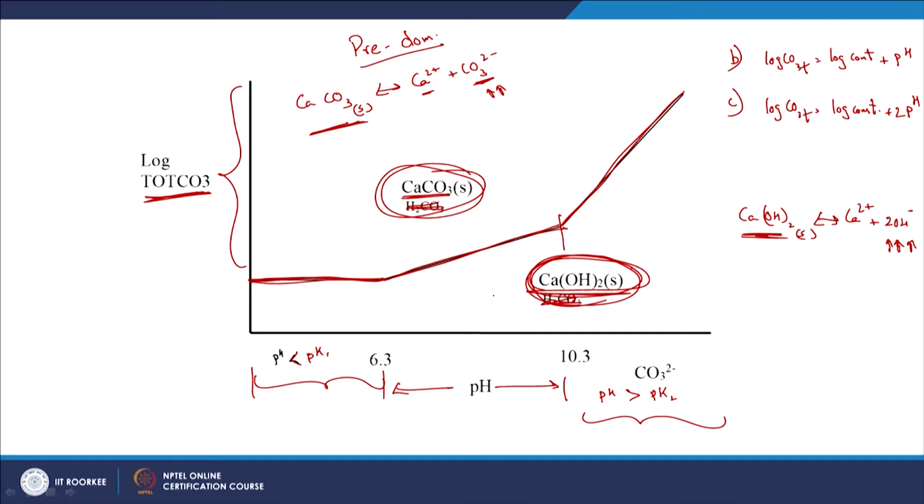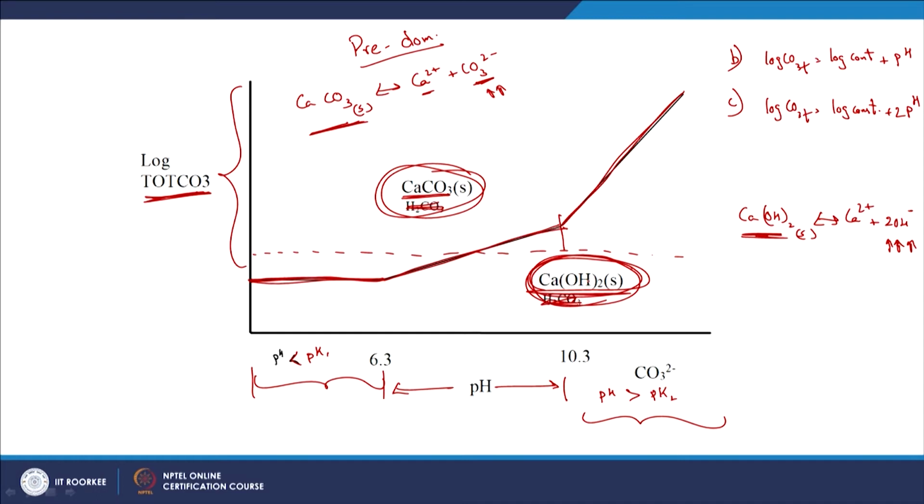Makes sense, hopefully. So this will try to help you understand the system. At remarkably high pH, for most values of log total CO3, so for example, let us say I take this particular value of log total CO3, until a pH of around 8.3 it looks like CaCO3 is going to predominate, and from 8.3 and higher it looks like Ca(OH)2 is going to predominate. So that is what we understand from the system.